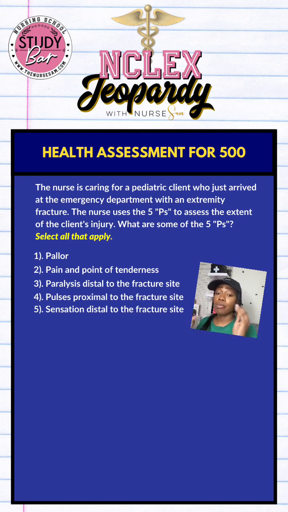4, pulses proximal to the fracture site. Or 5, sensation distal to the fracture site. Okay, now even though we are looking for the 5 Ps, do not let the fact that number 5 started being the word sensation make you cancel it out. What's another word for sensation? Like sensation distal to the fracture, there's another word for it that may or may not start with P. So the more you know, okay?